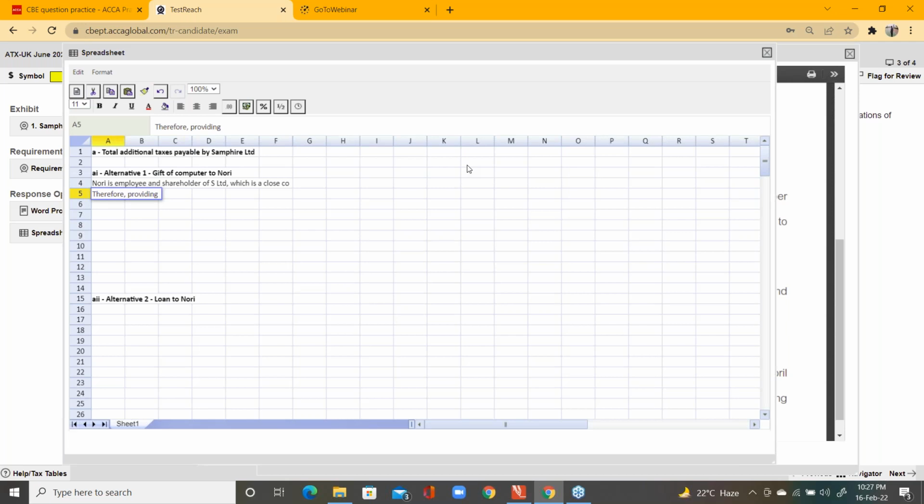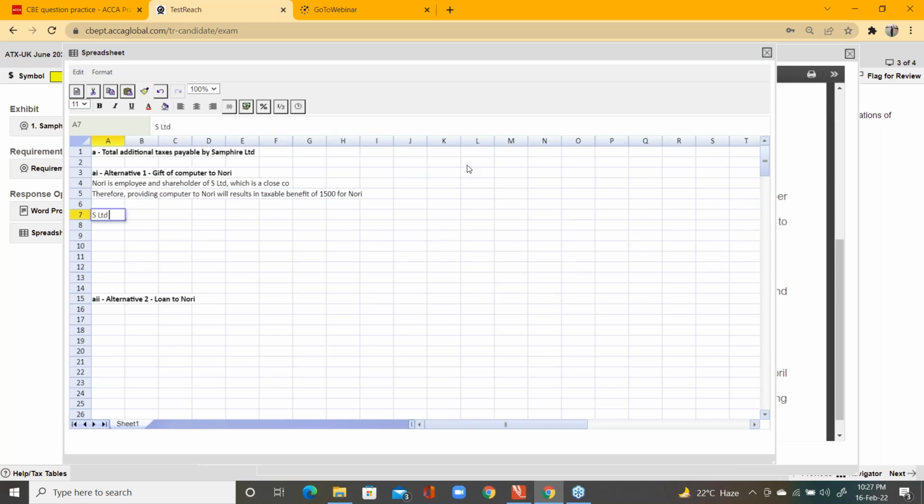Therefore, providing the computer to N will result in a taxable benefit of 1500 for N. So these are the implications for the person.